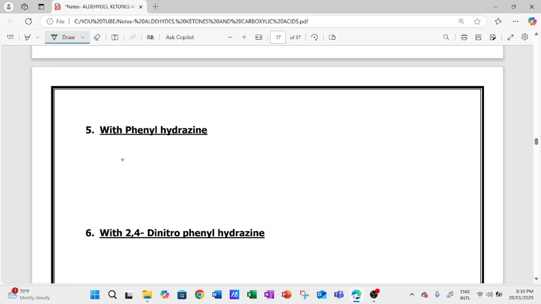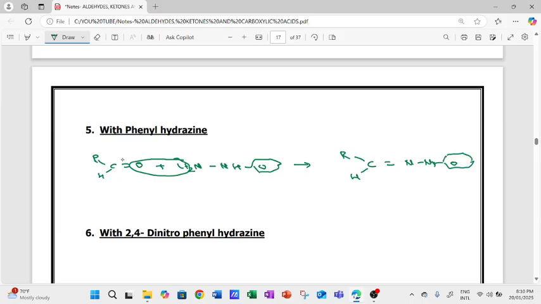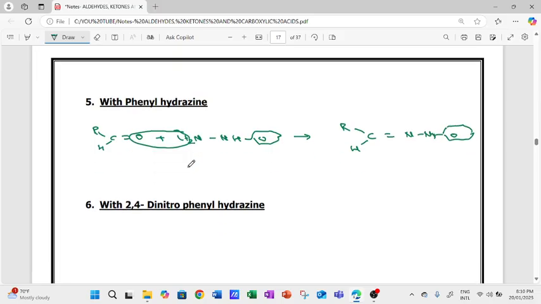Now phenylhydrazine is RCHO plus NH2, after that you write NH, then the benzene ring. This is phenylhydrazine. Then water is eliminated and we get RCH double bond N NH, then benzene. This is how we can write phenylhydrazone. So it is so simple, just replace that Z by different substituents. The structures of the substituents I have already given before.